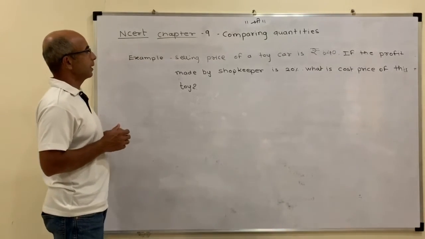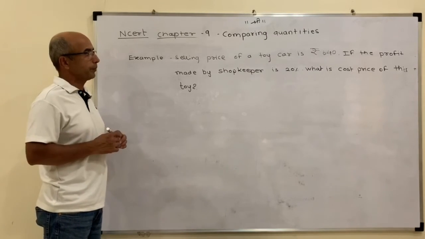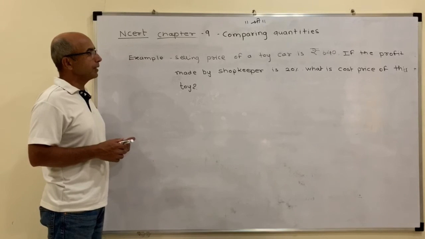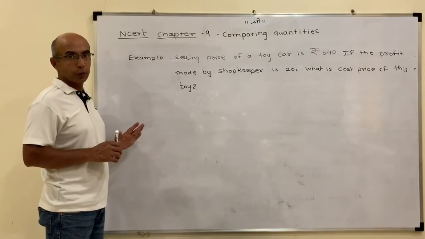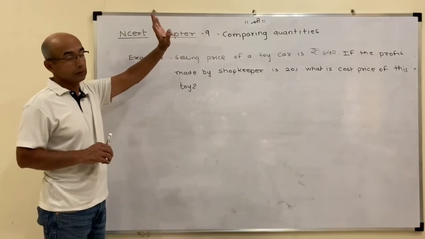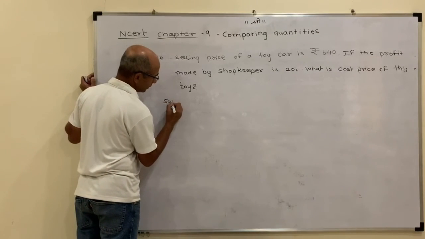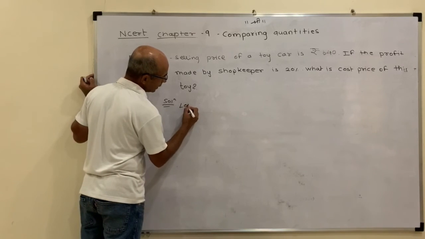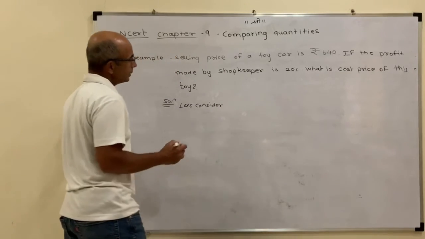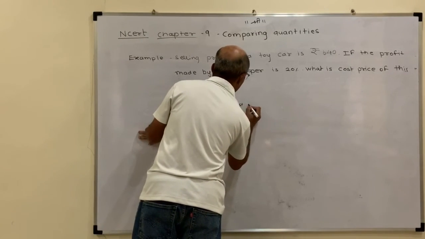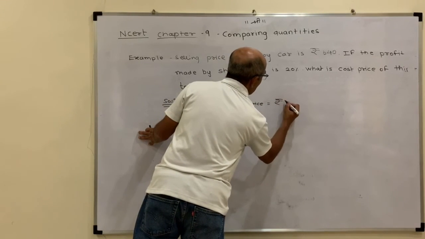Now let's consider this example. The selling price of a toy car is 540 rupees. The profit made by the shopkeeper is 20%. See, the percentage of profit is given to us, and the selling price is given to us. What we need to find is the cost price. So now let's do it. Let's consider the cost price equals rupees X.